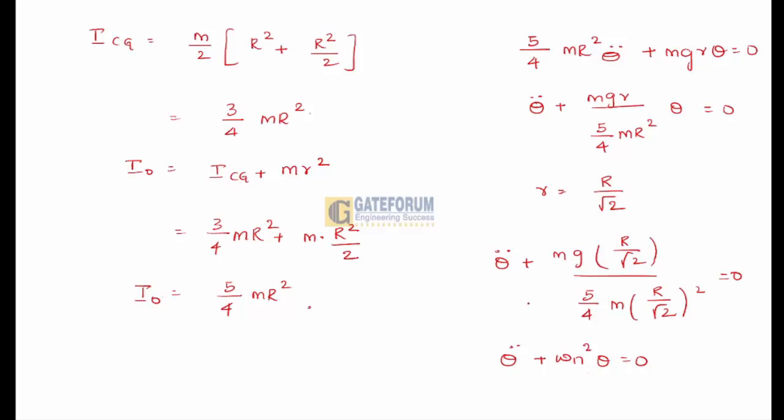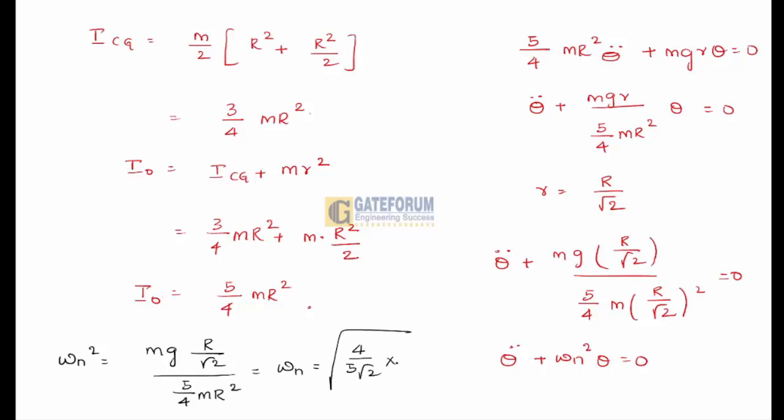From there, if you write omega and compare it, mg R by root 2 by 5 by 4 MR square, you should get omega n equal to root of 4 by 5 root 2 into g by R.